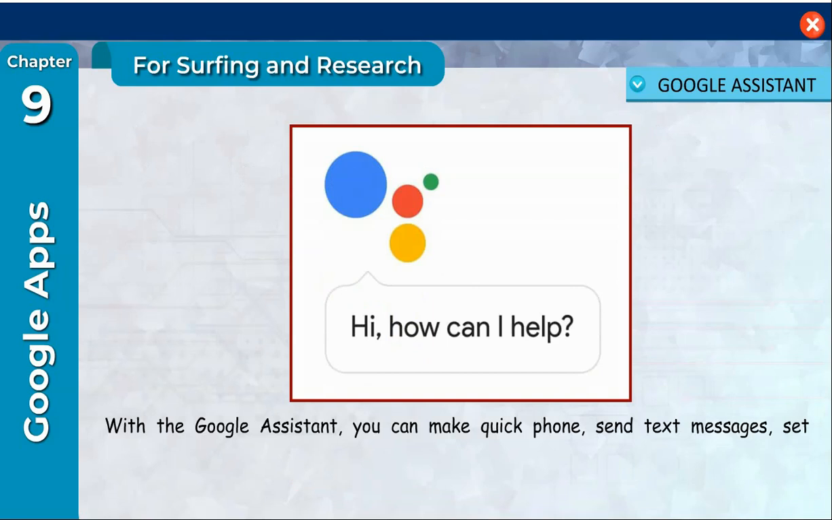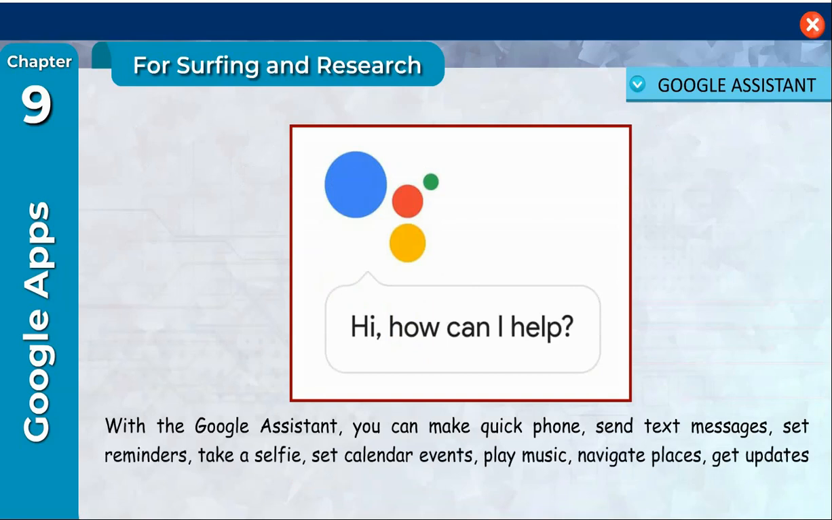With the Google Assistant, you can make quick phone calls, send text messages, set reminders, take a selfie, set calendar events, play music, navigate places, and get updates on weather information and the latest news.